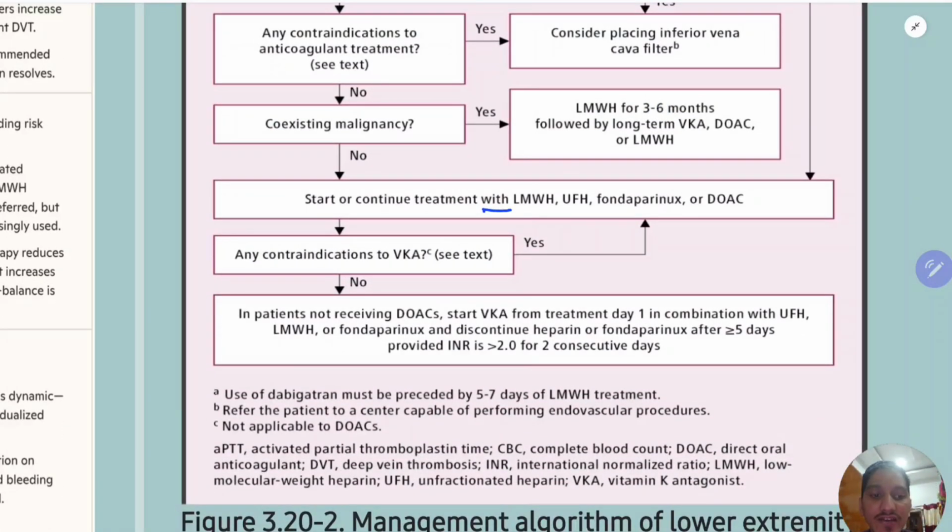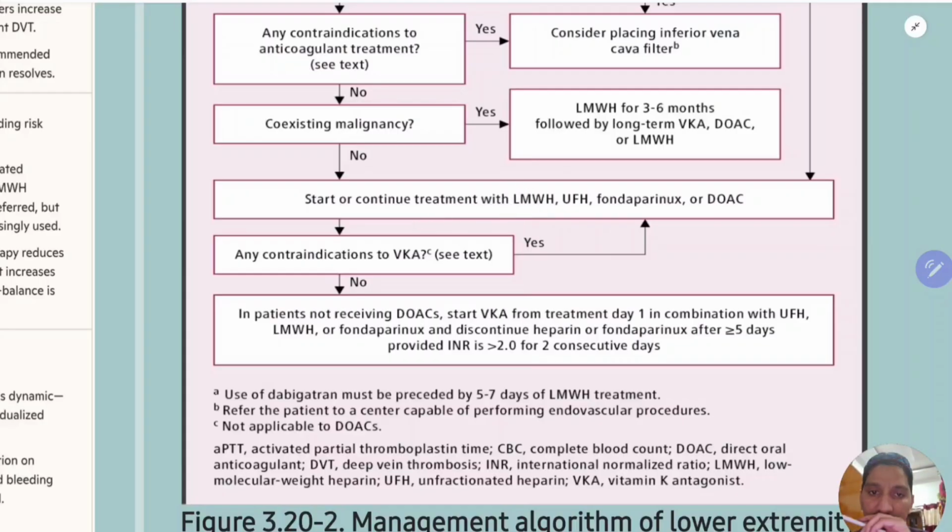Now duration depends upon the condition. If it is a cancer patient, lifelong. If the factor is persistent, lifelong. If it is a reversible or transient factor, for example surgery, then it is for 3 months. So first episode of DVT, it is 3 months. For recurrent episodes, you rule out any thrombophilia or anything which is persistent, and if it is present, then you will give it lifelong. Okay.